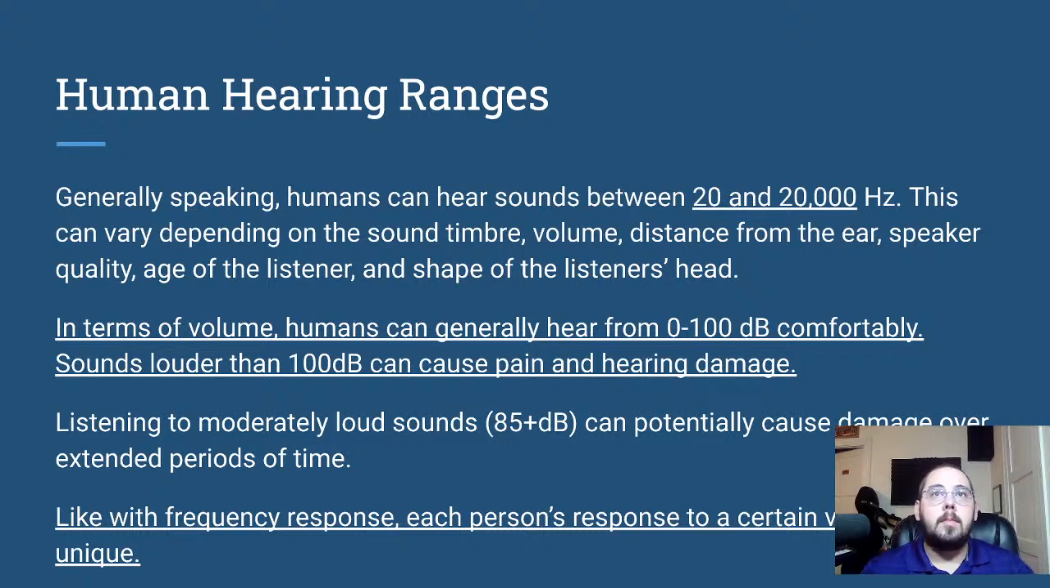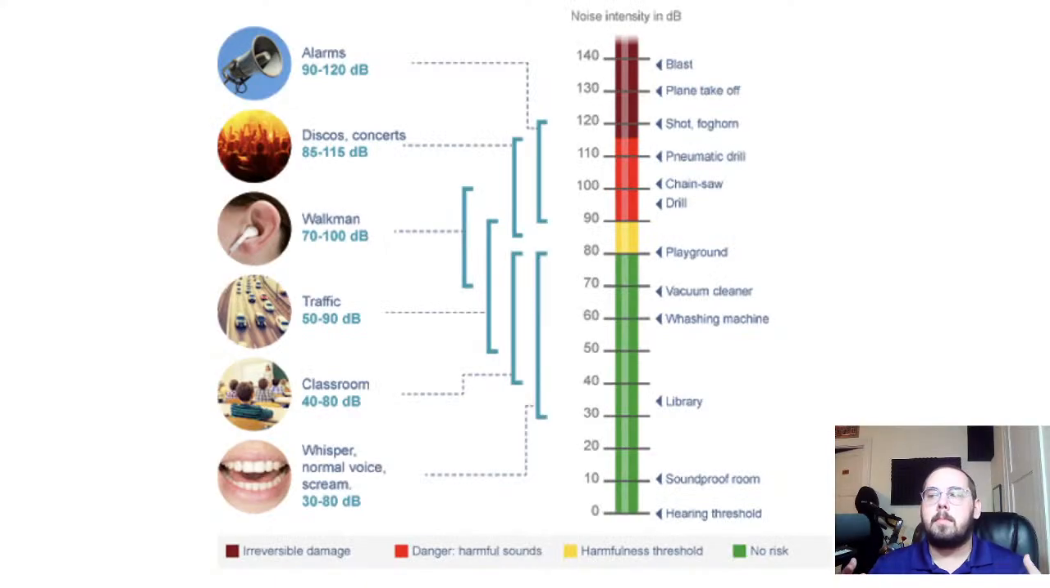All right. In terms of volume, we can generally hear between 0 to 100 decibels comfortably. Sounds louder than that can cause pain and hearing damage. And listening to moderately loud and loud sounds for long periods of time can also cause that same damage. That's why a lot of devices will tell you to turn the volume down or take a break from listening from your headphones, because you can permanently damage your hearing if you're not careful. And again, each person's specific response to a volume is unique, with sound volume or sound frequency.